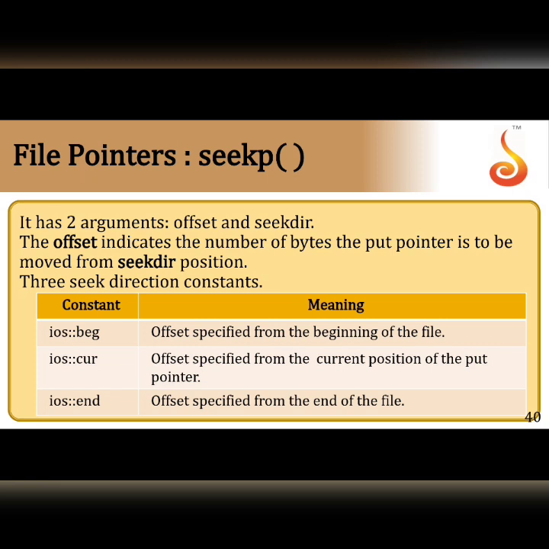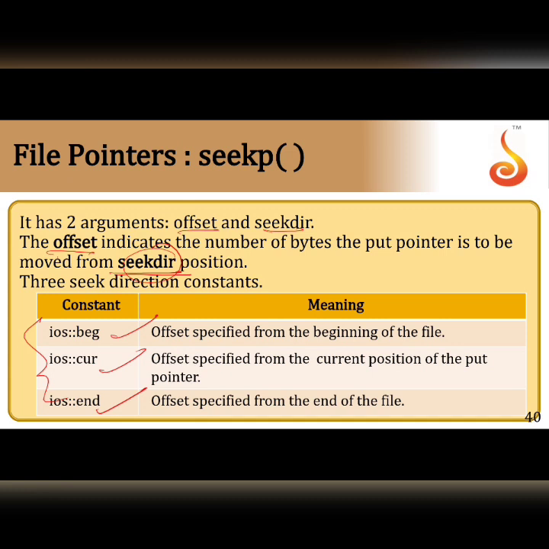So this seekp, the other one, has two arguments: offset and dir. Offset indicates the number of bytes the put pointer is to be moved from this direction. So this can have these three arguments. It can be beginning, current location, and end. It can be from the beginning, from the current location, or from the end.